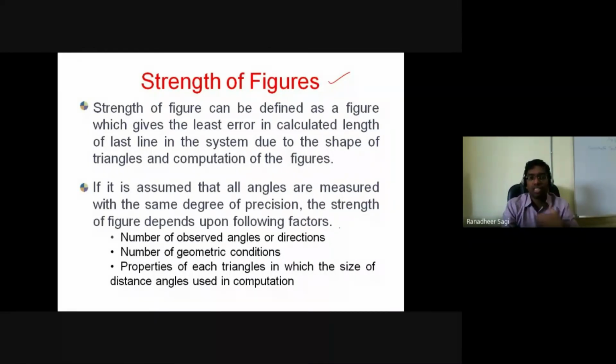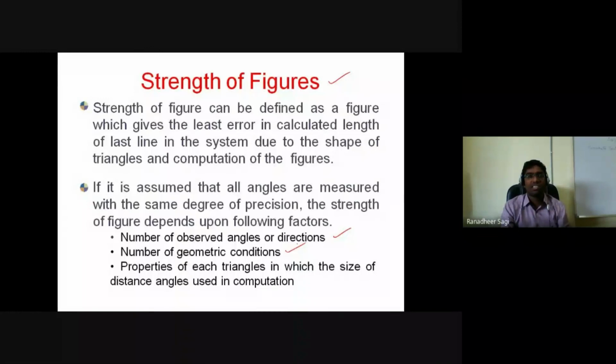So what are those factors on which the strength of the figure depends? It depends on the number of observed angles. Yes, obviously, if you have more observed angles, there is a possibility of either more accuracy or less accuracy. Less accuracy if more errors are made at more angular measurements. When do I have higher accuracy? When you measure all those angles more accurately. So the number of observed angles or observed directions also plays a role in defining the strength of that particular figure. And it also depends on the geometric conditions.